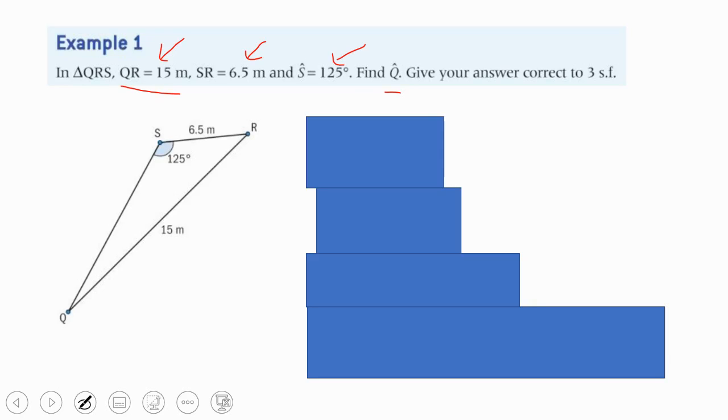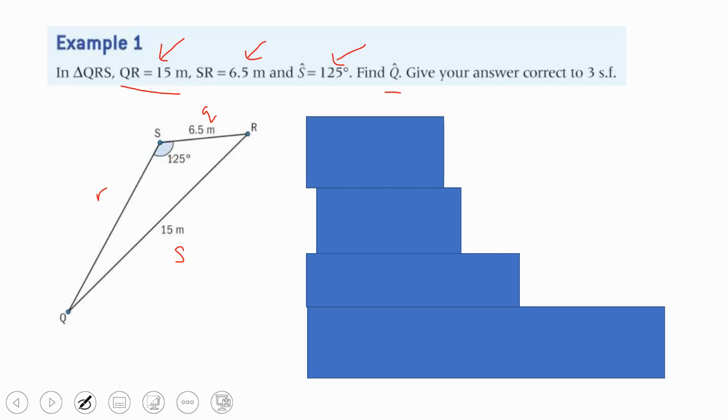Now what I'm going to do is change some of these labels here. It says QR is 15, but really I'm calling that side S. And it says that SR is 6.5. Well, that's really little q. And then this would be little r.